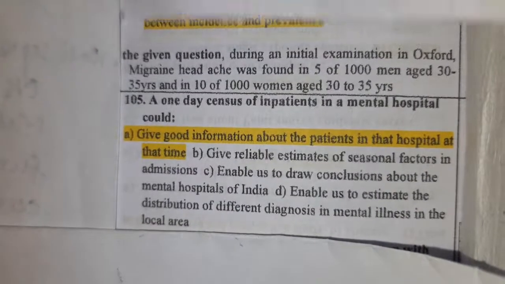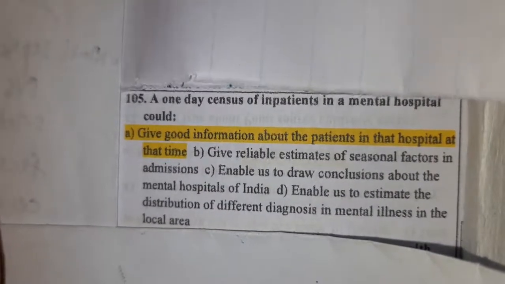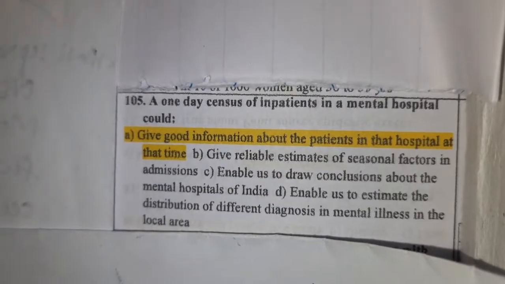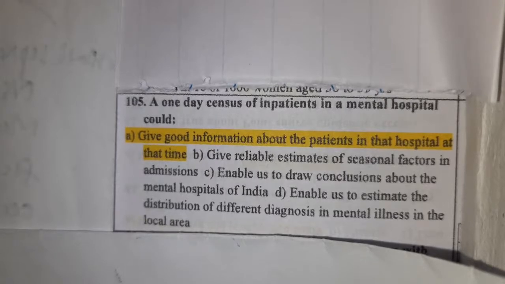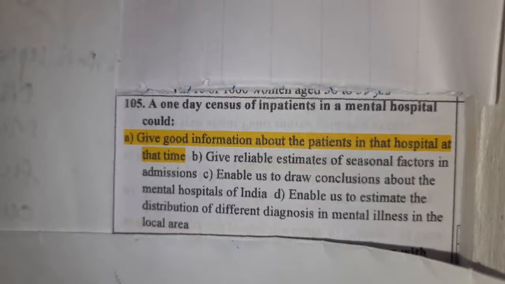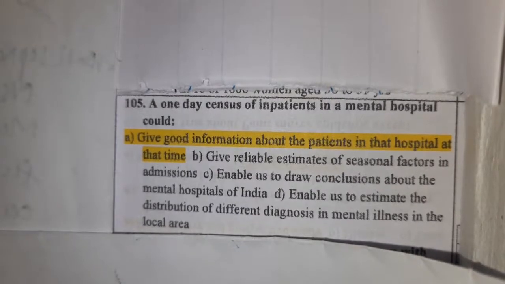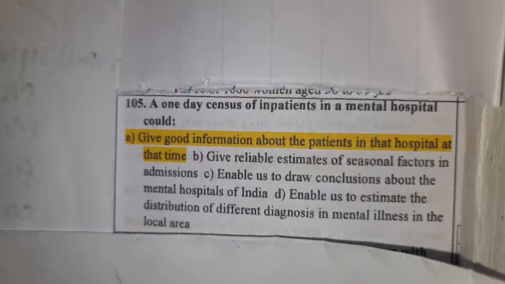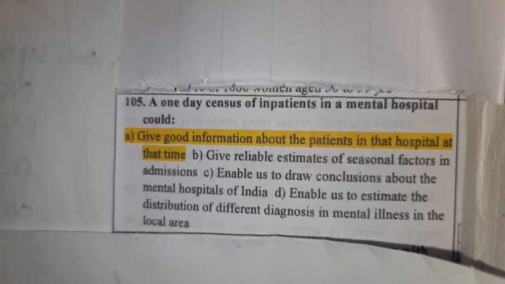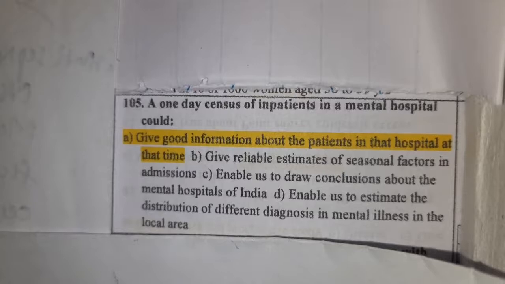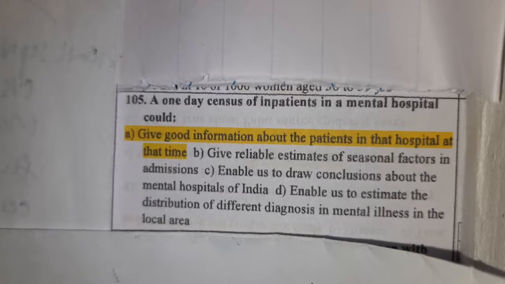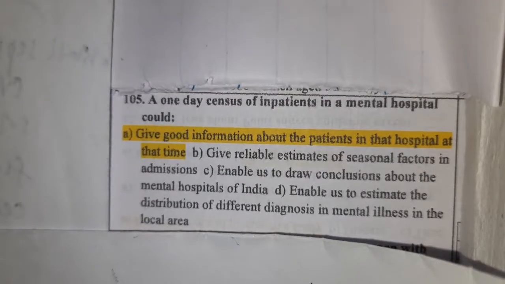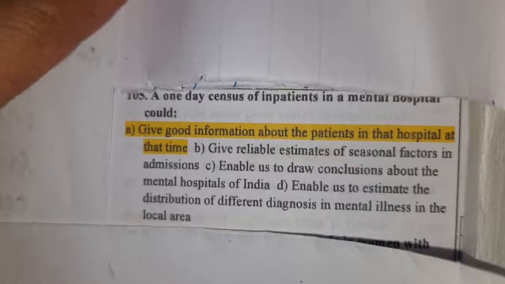Next. A one-day census of an inpatient mental hospital could give good information about the patients in that hospital at that time. Will it give reliable estimates of seasonal factors in admissions? No, it does not give reliable estimates of seasonal factors in admission. Then we cannot draw any conclusions with a one-day census of inpatients.